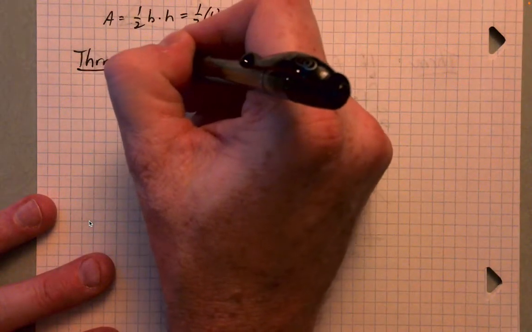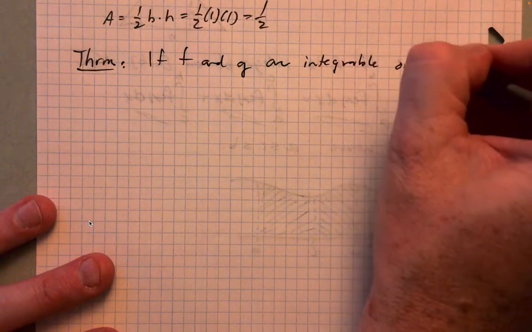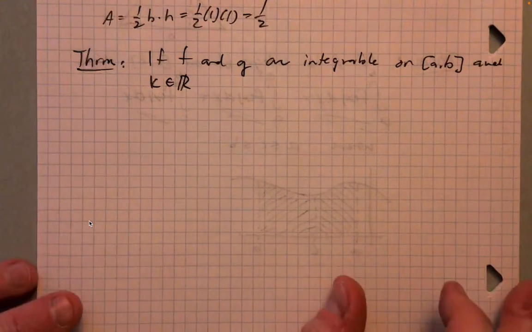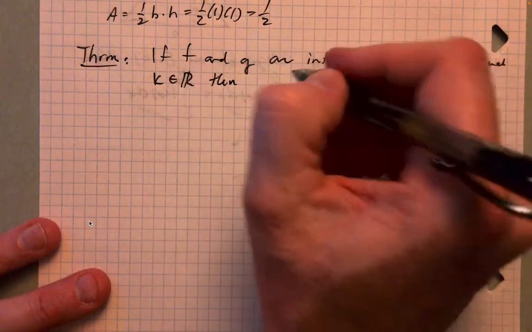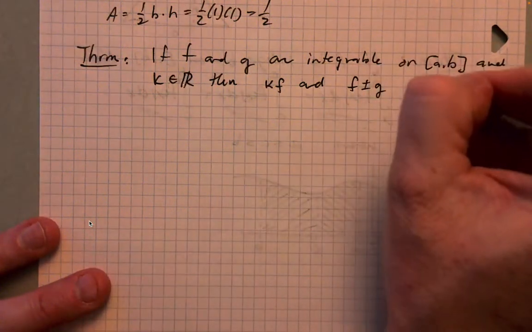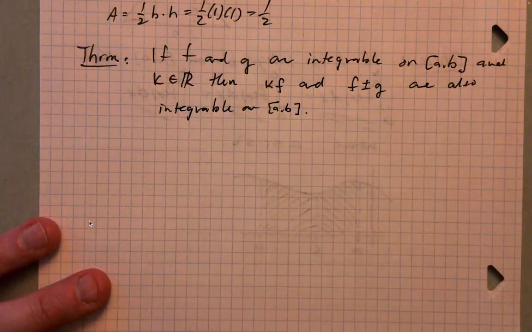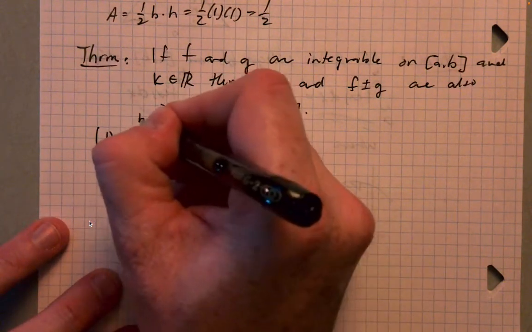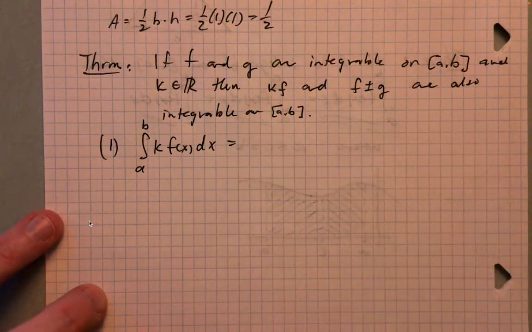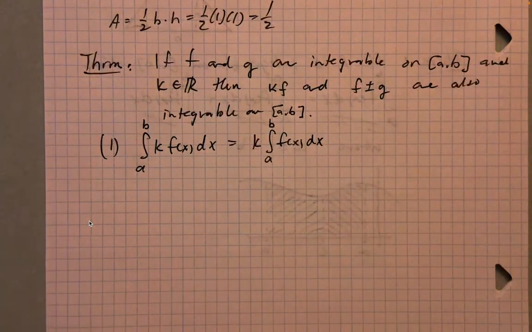Let's say if f and g are integrable on a closed interval [a, b] and k is some real number constant, then k times f and f plus or minus g are also integrable on [a, b]. Okay, now let's itemize these a little bit. So the integral from a to b of k times f of x dx. So k is a constant, remember. And so just like with the indefinite integral, it's okay to pull the k out of the integrand and proceed without it, and then at the end multiply everything together.